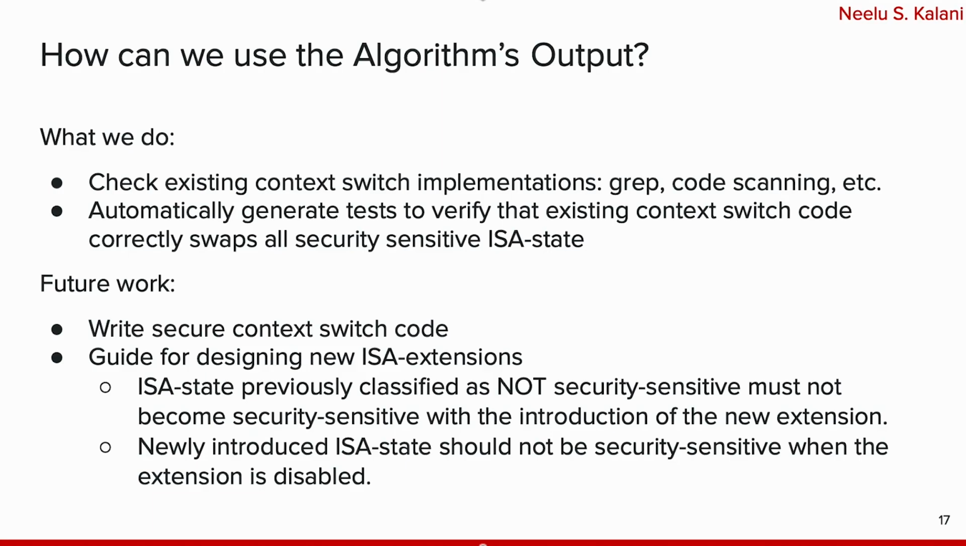For instance, the ISA state previously classified as not security sensitive must not become security sensitive with the introduction of this new extension. So this is essentially a question about backward compatibility. Further, newly introduced ISA state should not be security sensitive when the extension is disabled.